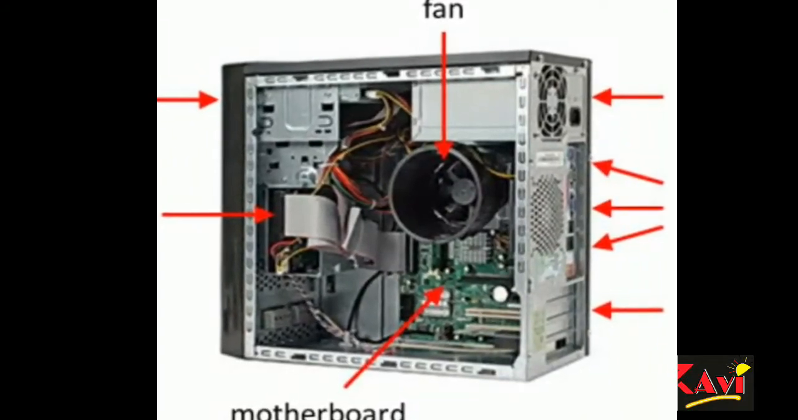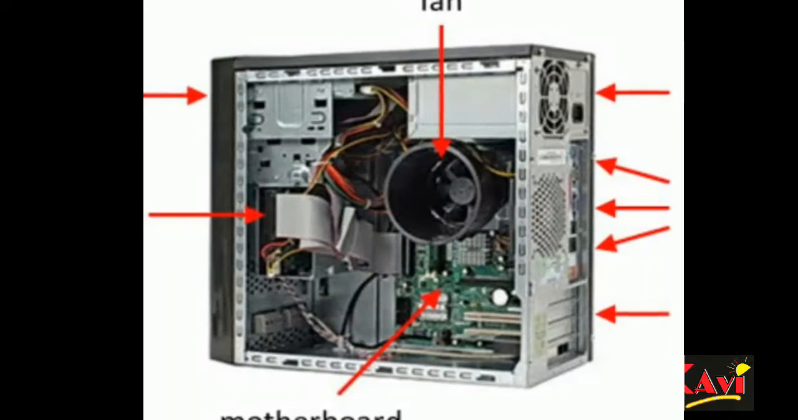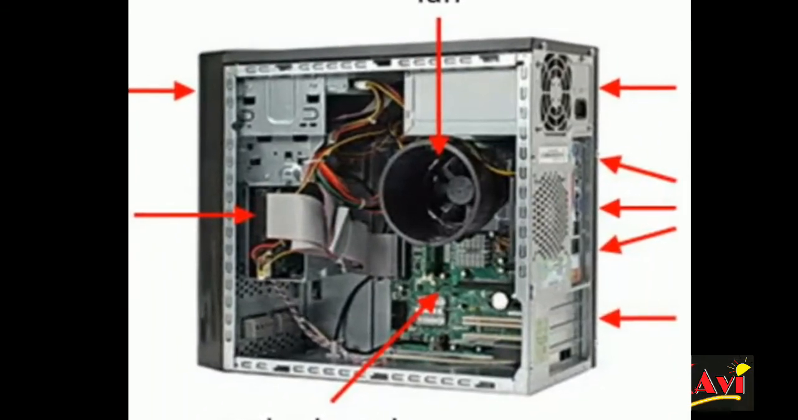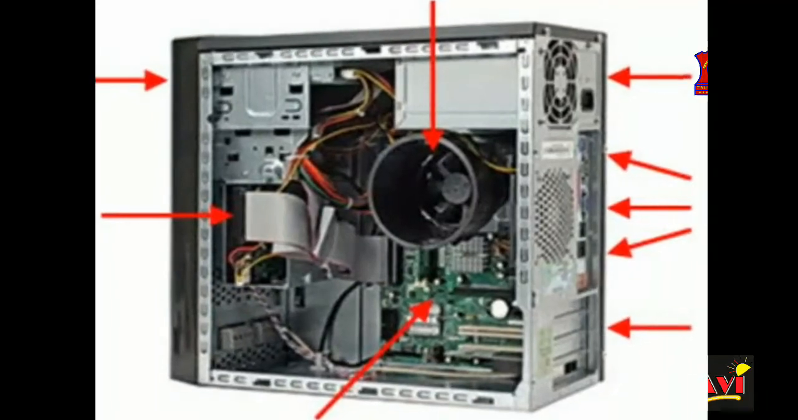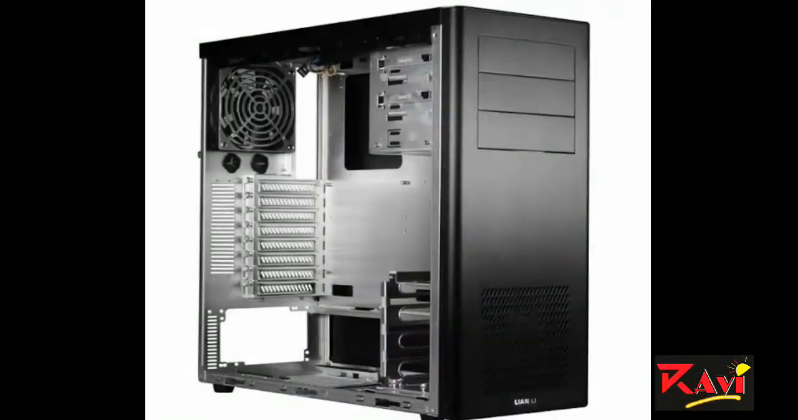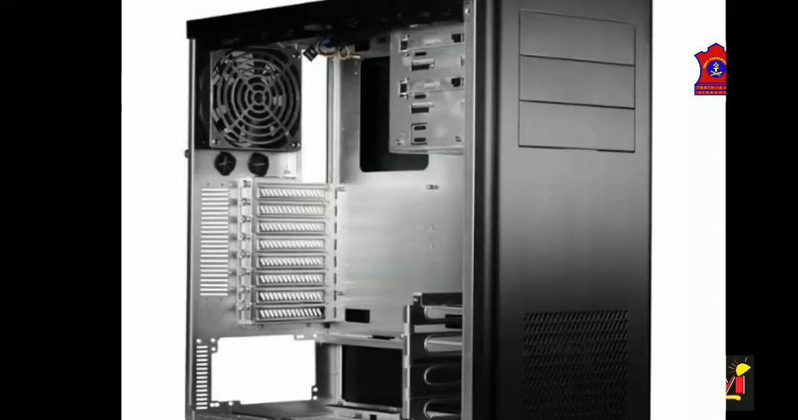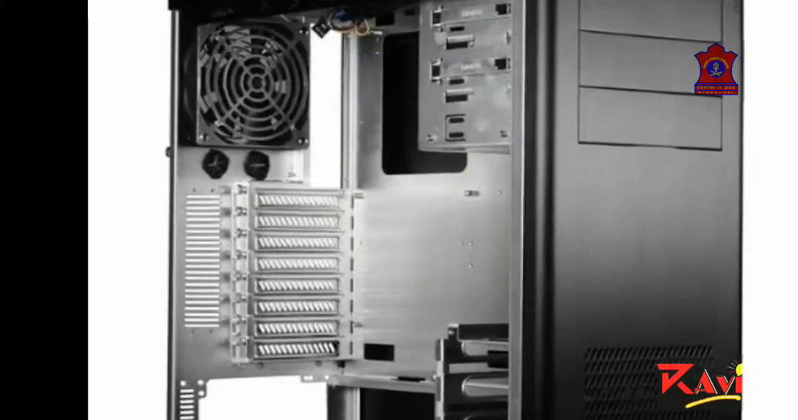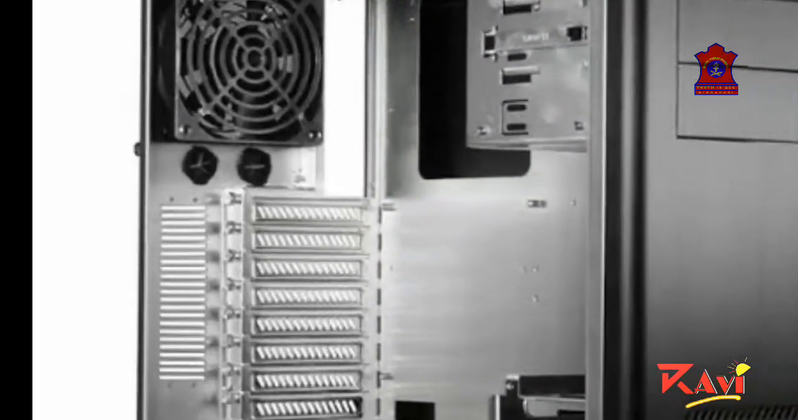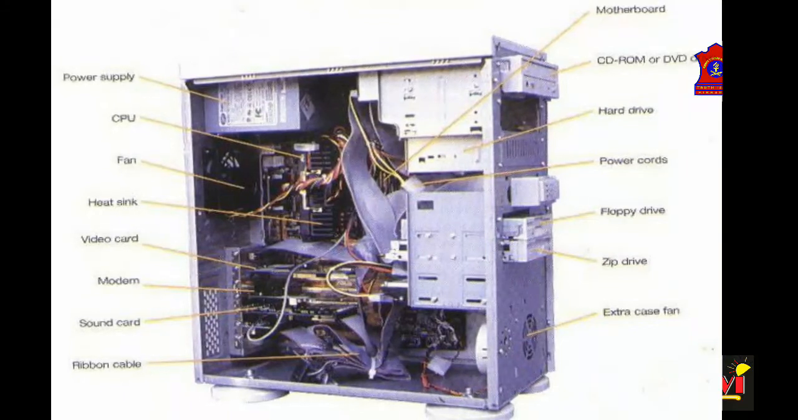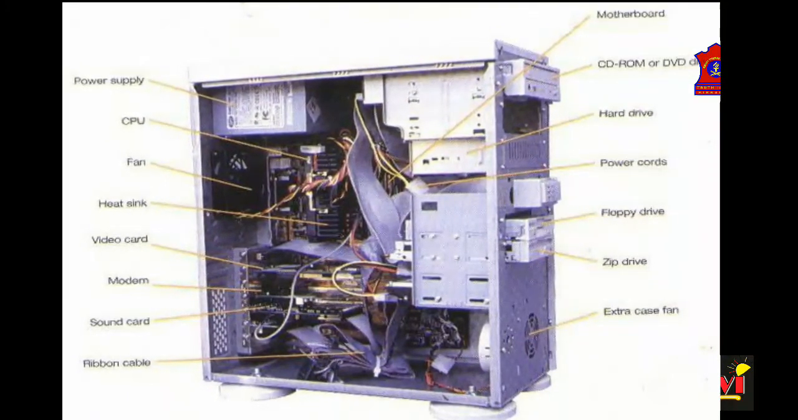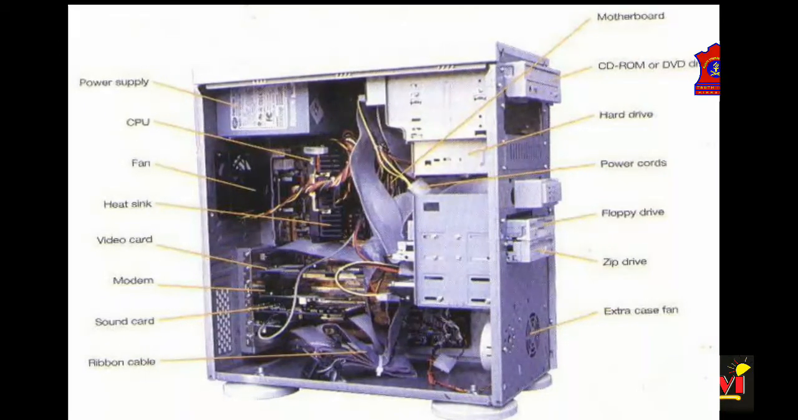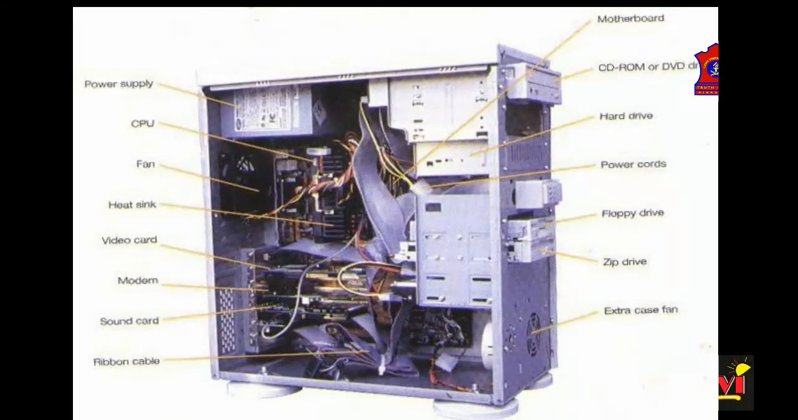Okay? So before we start the components inside the system unit, let's learn once again what is a system unit. It is a box-like case that stands near the monitor. We call this a system case also. The electronic components and most of the storage devices of a computer reside inside the system unit.